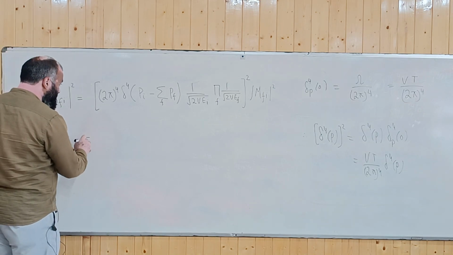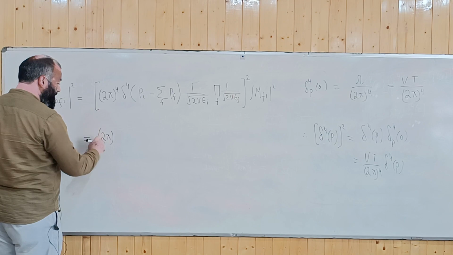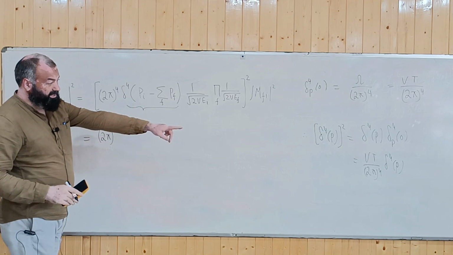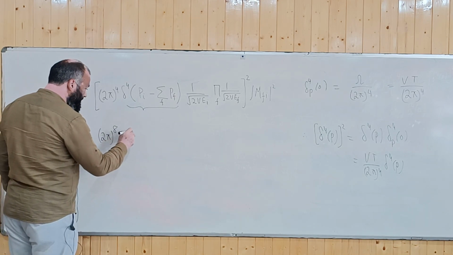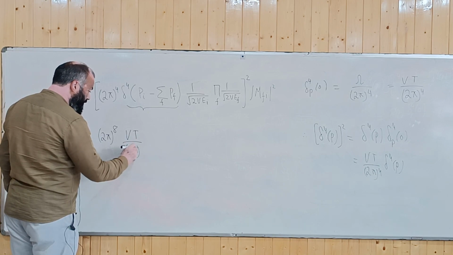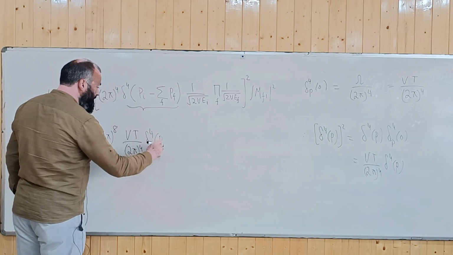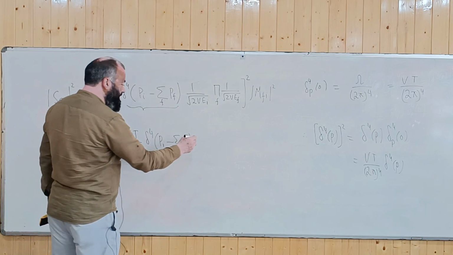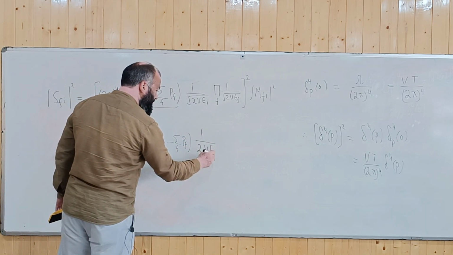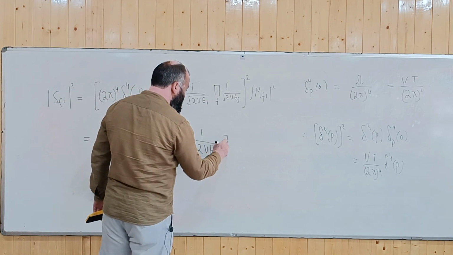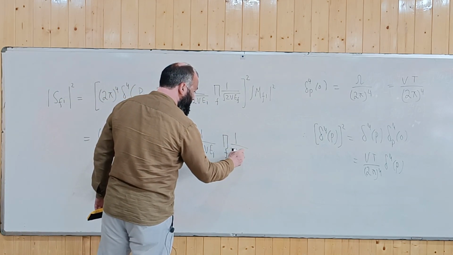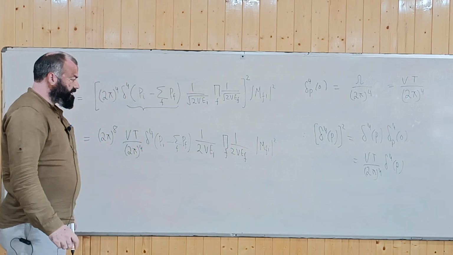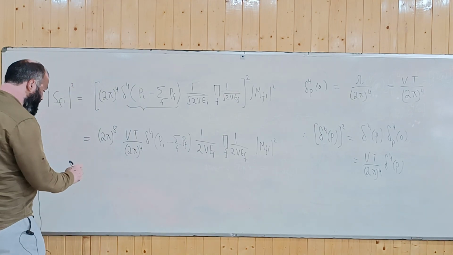So what do you get? 2 pi raised to 8. And what will you get from here? Can anyone tell me? Now it is the square. What is the square of the delta function? It is Vt by 2 pi raised to 4, then delta 4. What is the argument? p_i minus summation of p_f. Clear? Now let's take the square of this thing. So it is 1 divided by 2 V. What is the square of this thing? The root will go, 2 V. Then you have mod of M squared. Clear?